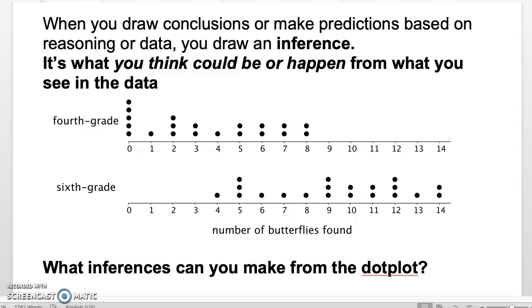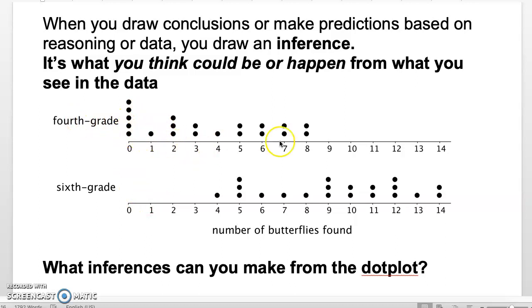And businesses use this kind of information to make predictions about what they should sell or when they should sell it, and even what people like or what they might want to see in the stores and other ways. So inferences are pretty important for real world experience. So it's what you think could be or happen from what you see in the data. So let's take a look at this right here.